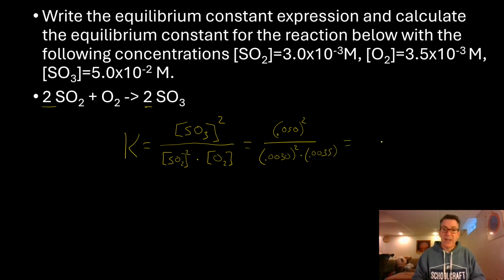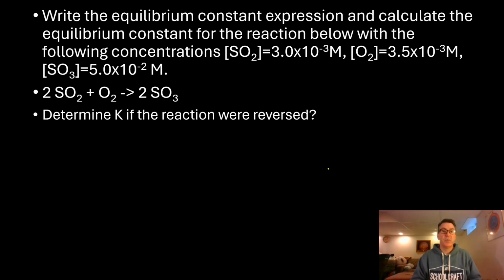And I did these earlier. That comes out to 7.9 times 10 to the 4th power for that one. So pretty big K value then. That's going to indicate that this is a very product favored system just based on those concentrations. You can also see the reactant equilibrium concentrations are pretty tiny, more than 10 times smaller than the product concentration. So that results in a pretty large K value then for this. All right, so that's how we do that first one.